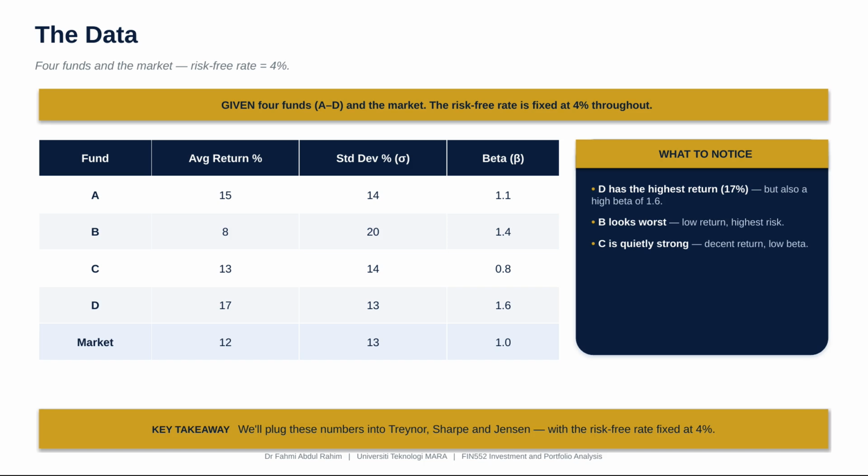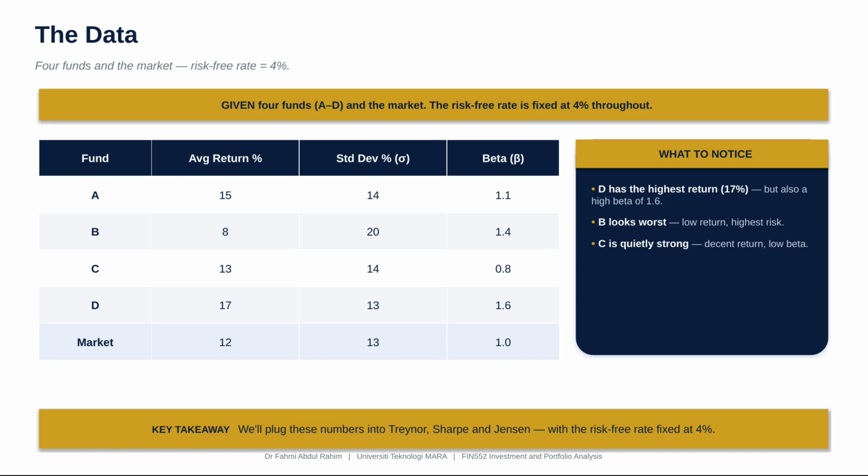Look at the notes on the right before we start. Fund D has the highest raw return but also a high beta. Fund B looks like the worst, low return and the highest risk. And Fund C is quietly strong, a decent return earned with a low beta. Keep those first impressions in mind.